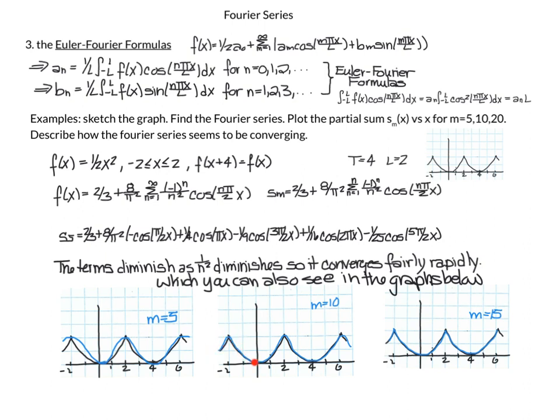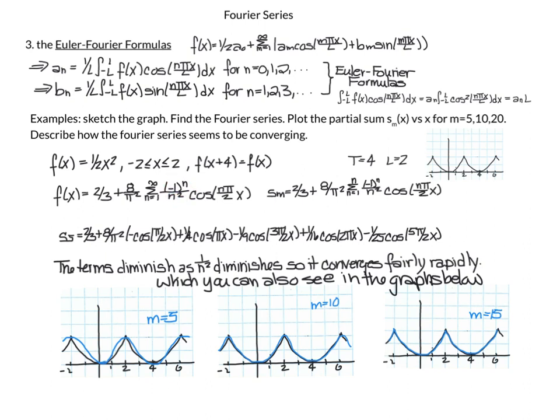By the time you get to m equals 10, you can see that it's looking more and more like the peaks. And then by m equals 15, you almost have an exact fit. So it actually converges pretty quickly. With 15 terms, you're pretty much using your sines and cosines to totally accurately estimate 1/2 x squared. And the terms diminish as 1 over n squared diminishes, and you can just see from here that our coefficients start to get smaller with the square.